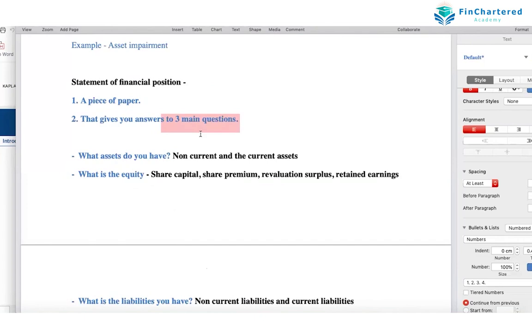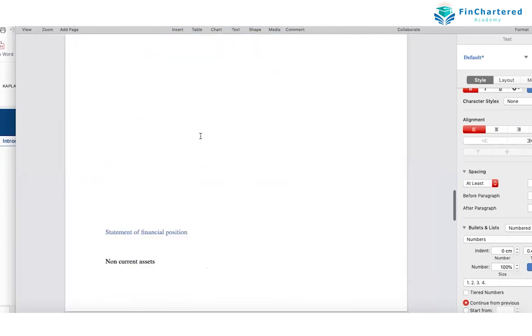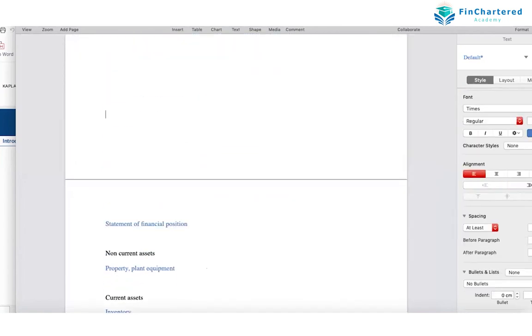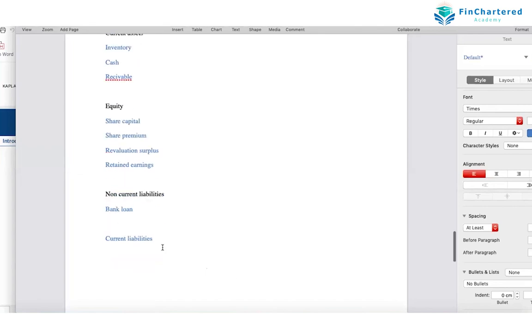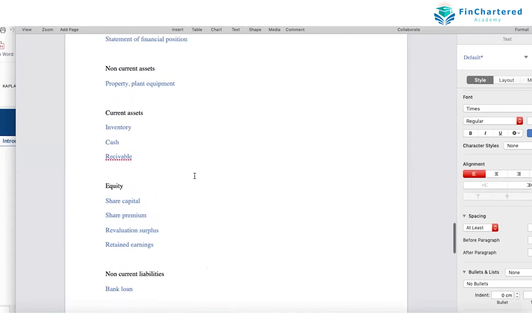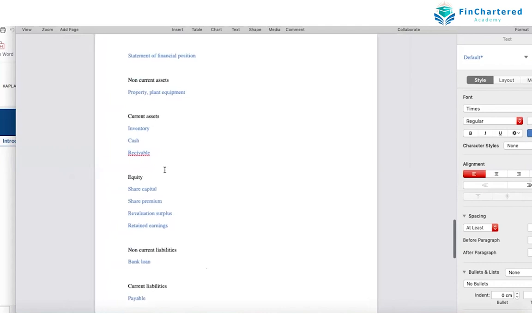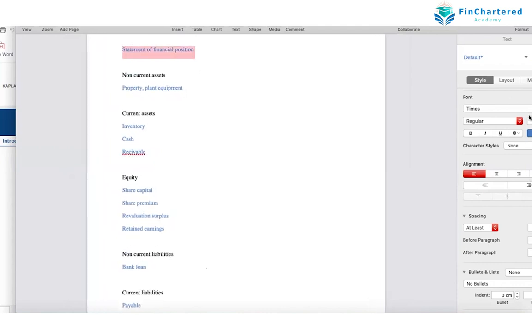Here, I'm explaining each component to you in detail, just assuming that you don't have the background. Some of you might have, but I'm making sure that nobody is left behind. So under non-current liabilities, we will mention the non-current liability like the bank loan. And under current liability, we will mention the current liability like the payable. And you see, this is the statement of financial position. End of story.